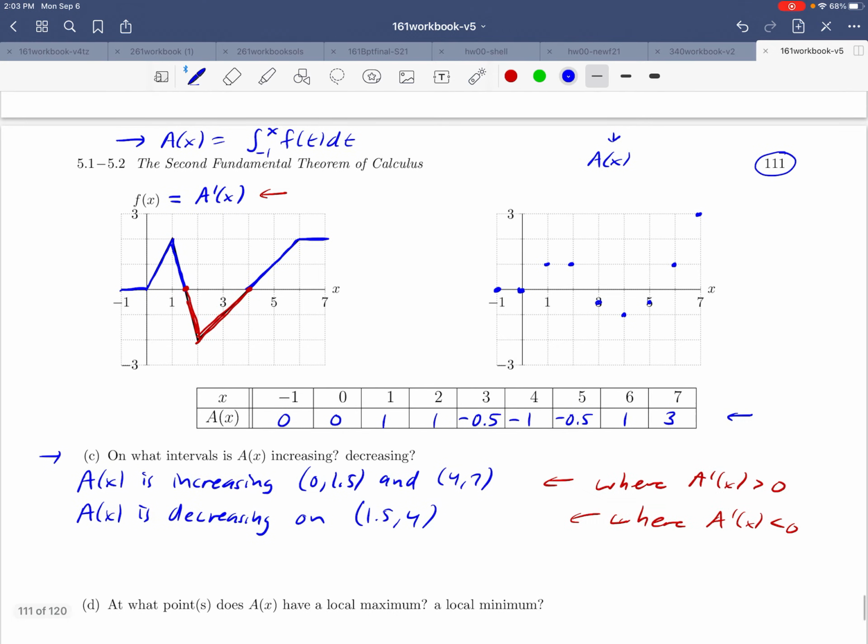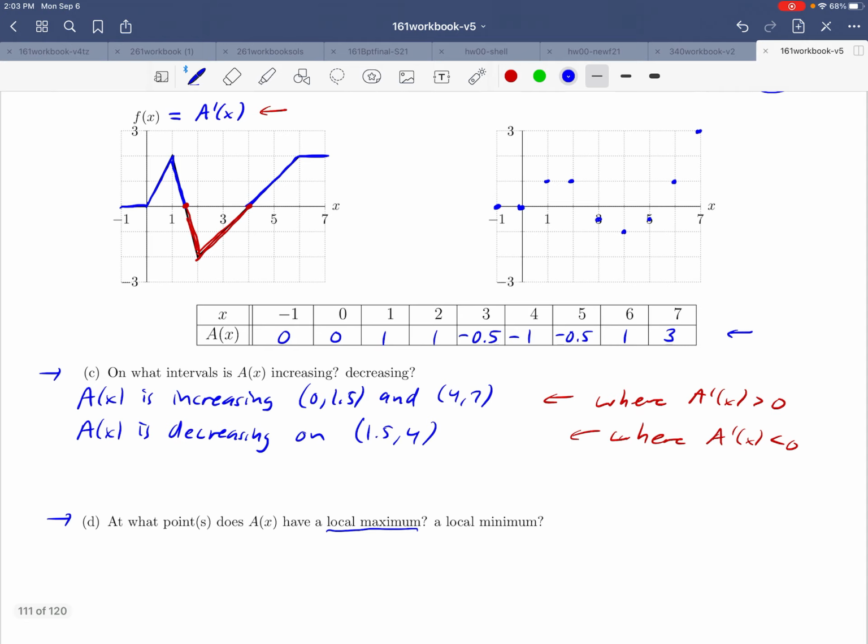And the next question asks us to provide a little bit more information. At what points does a of x have a local maximum, and at what points does it have a local minimum? So let's pick one of them. Let's start with this question of a local maximum. Remember what a local maximum on a function looks like. If we draw a little snippet of our function a of x, a local maximum would have this sort of a shape to it.